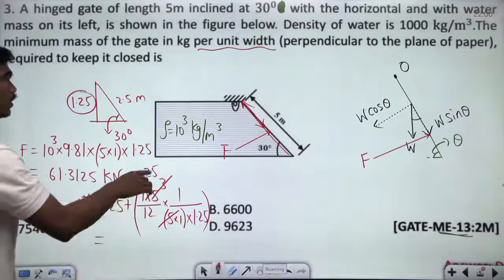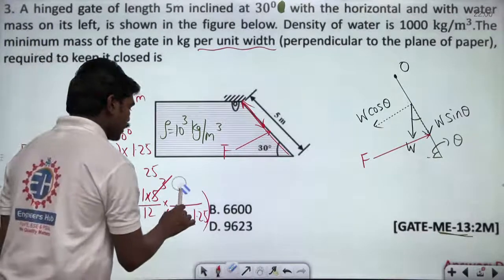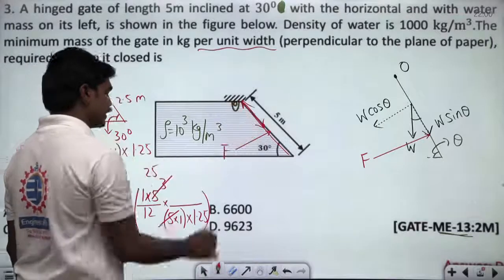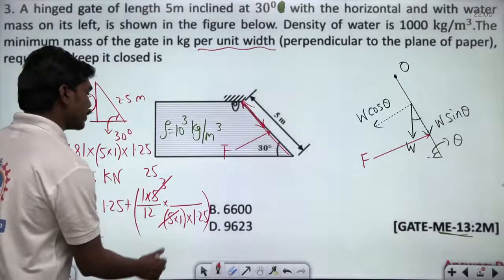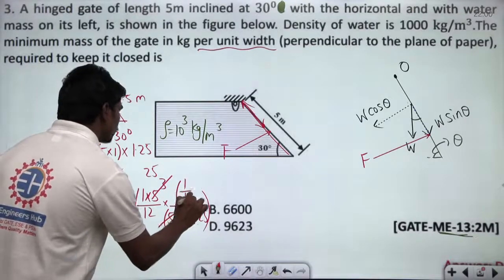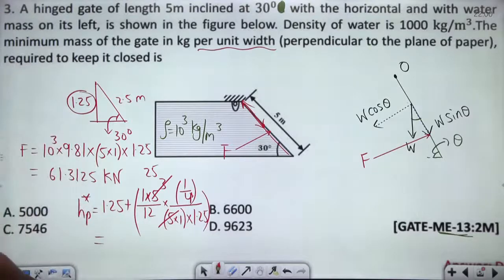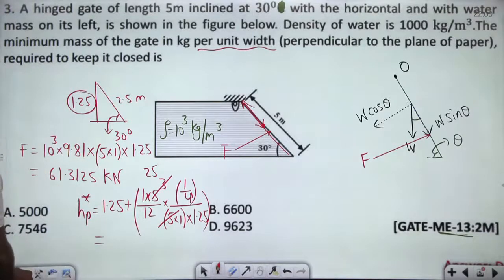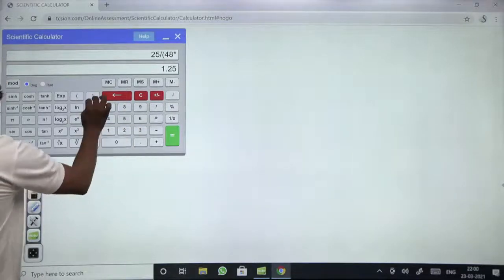So 1 into 5 cube by 12 into 1. Okay, I'm sorry, here I can't substitute 1 because it's not a vertical plate. It's inclined at some angle, 120 degrees. So sin square 120 is the same as sin square 30. Sin 30 is 1 by 2, so we need to have 1 by 4 here in the calculation. These are the things that make us get a wrong calculation. So 25 divided by 48 into 1.25. This is what we have.